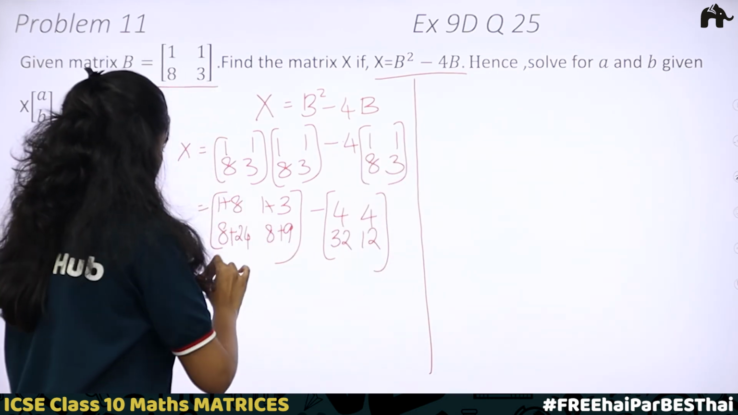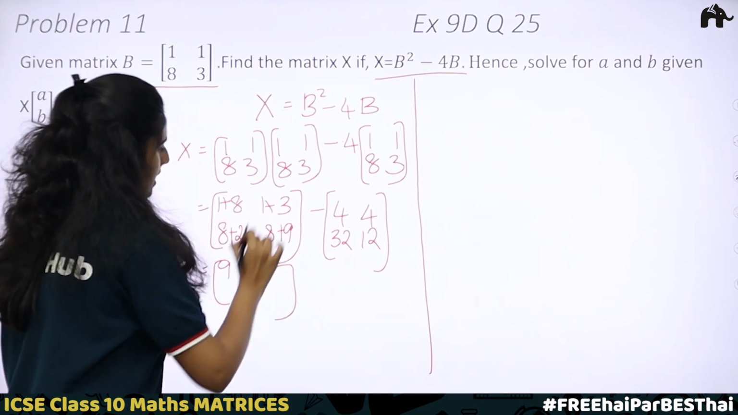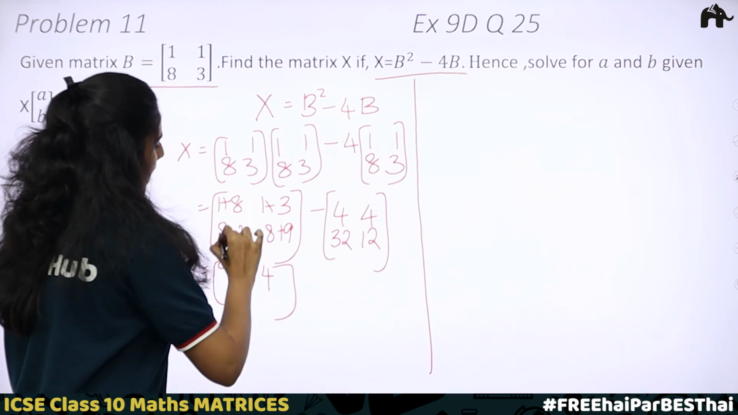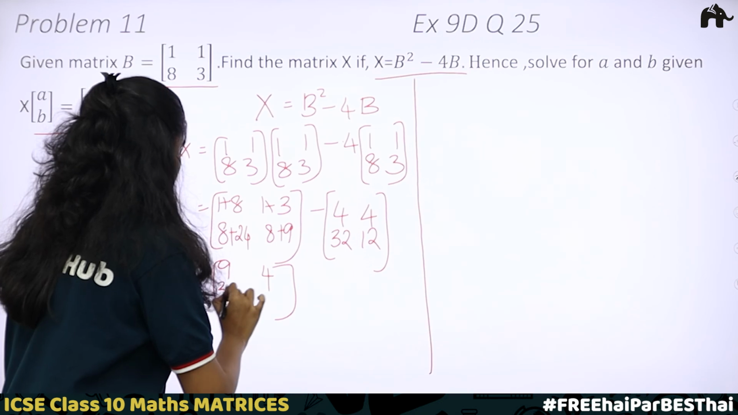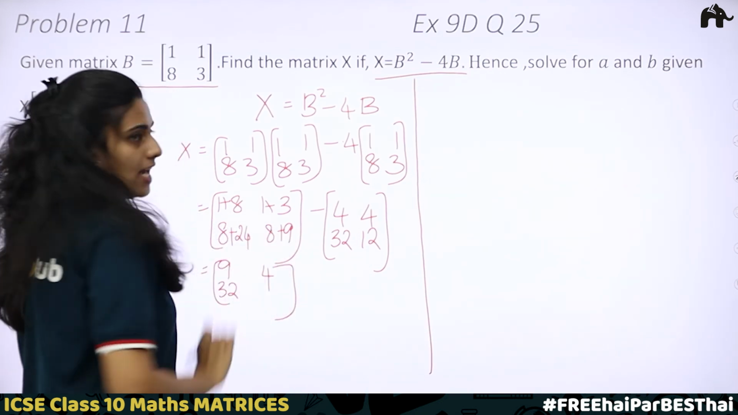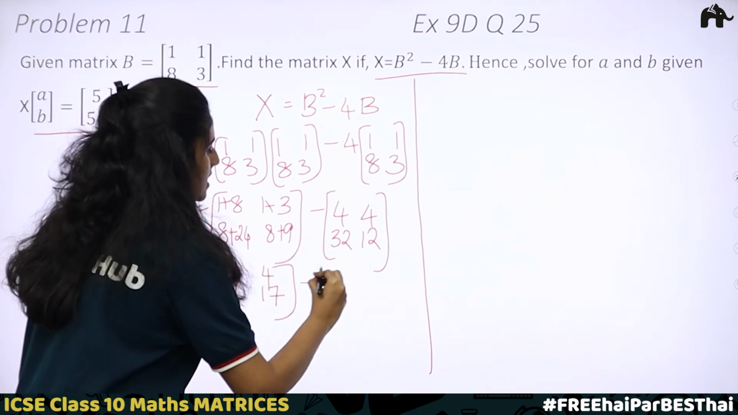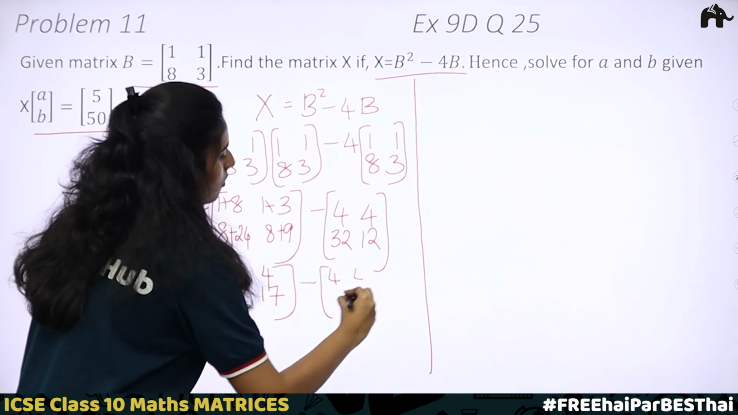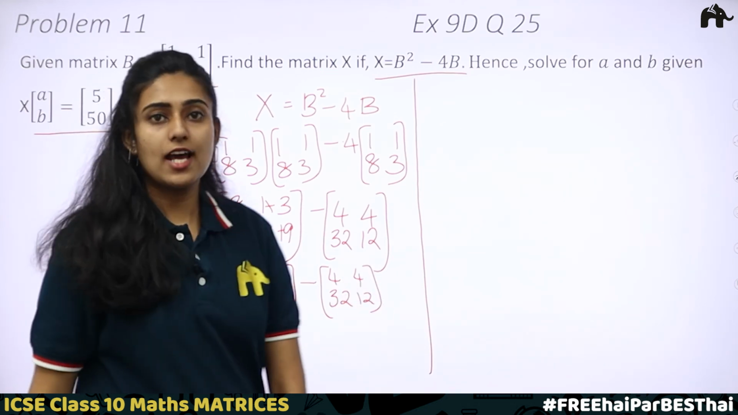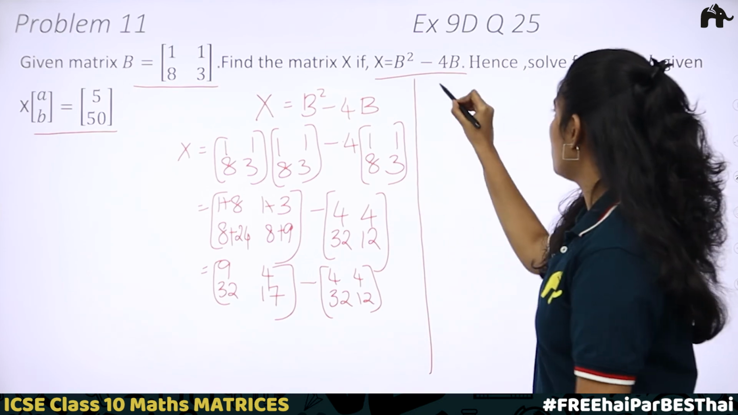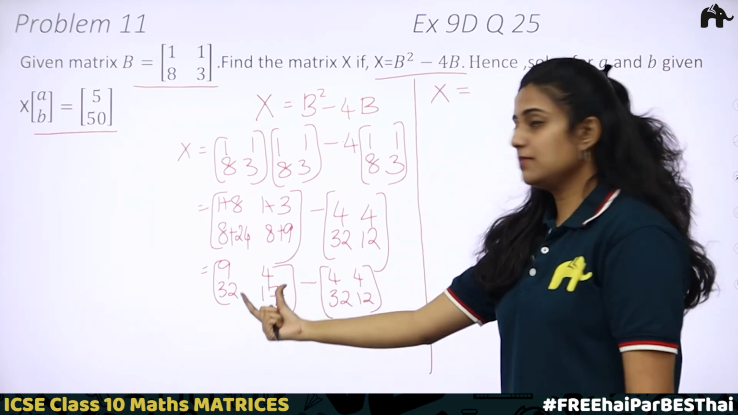Okay. Now the elements are 1 plus 8, 9. 1 plus 3, 4. 8 plus 24 is 32. 8 plus 9, that is 17. Okay. Minus [4, 4; 32, 12]. Then what are the elements of X? We have to perform the matrix subtraction. We are subtracting this matrix from this matrix.